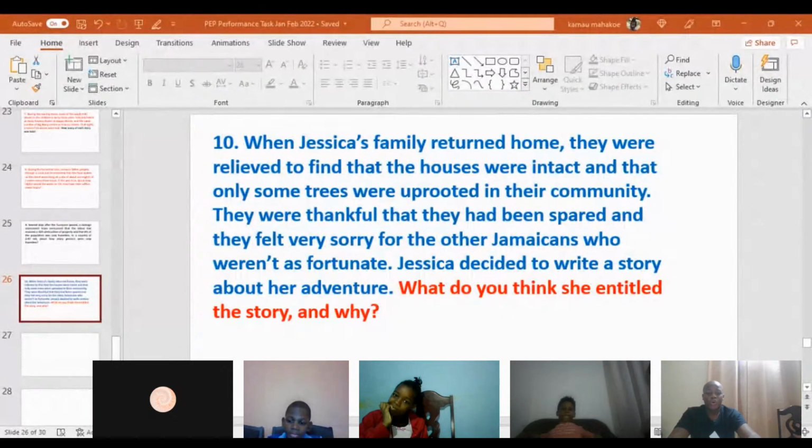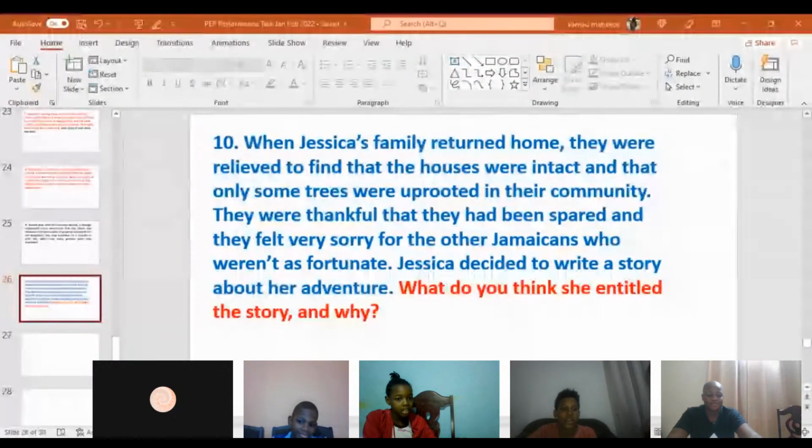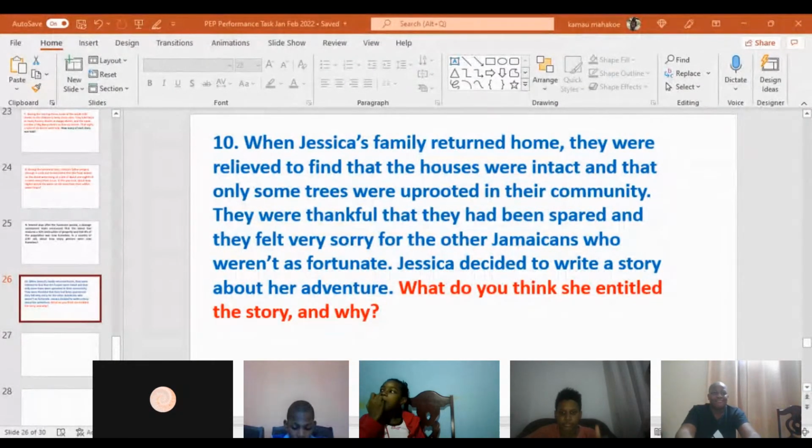So Jerry is saying the thrilling adventure of the ferocious hurricane. And Madison says, how I survived a hurricane. How about you, Jaden? Miss, was there a specific year that this was taking place? Well, we're assuming it's this year or last year. Okay, my title would be The Great Hurricane of 22.